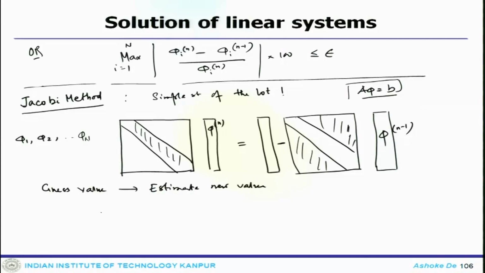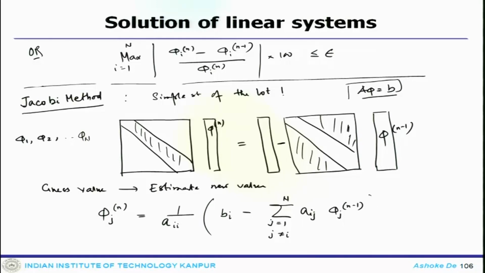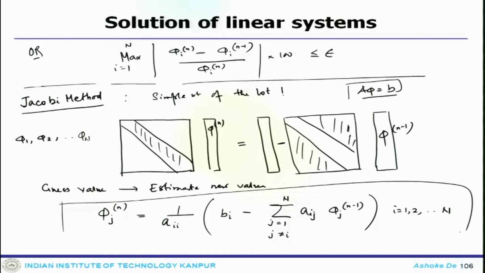One can write this in a compact form: at the nth level, the phi i value would be 1 by a i i, times b i minus the summation over j equals 1 to n, where j not equal to i, of a i j phi j at n minus 1, where i goes from 1 to n. So this is how for any i one can find out this process.